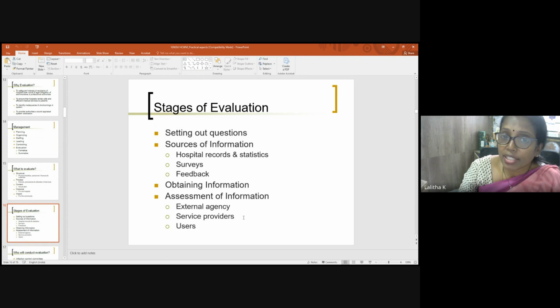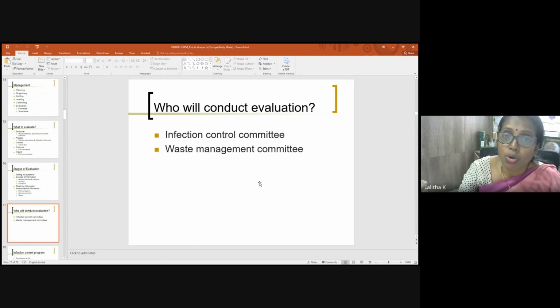So, what are the stages of evaluation? We set out with questions and look out for sources of information from where we can collect the data, then obtain the information. This evaluation can be done by an external agency, by yourself, or by some service providers. You can ask the common treatment facility to evaluate us. Usually this evaluation can be conducted by the infection control committee or the waste management committee itself.